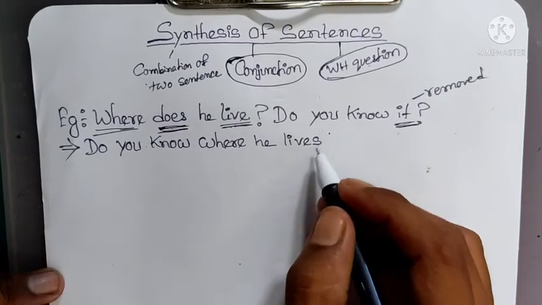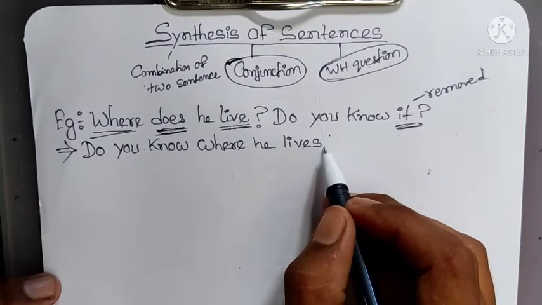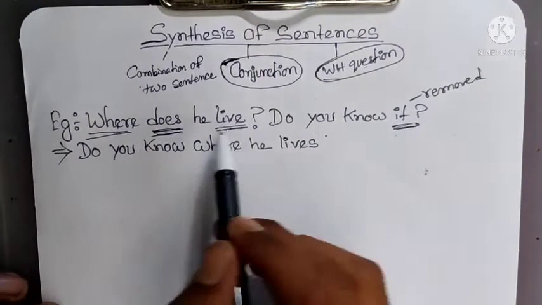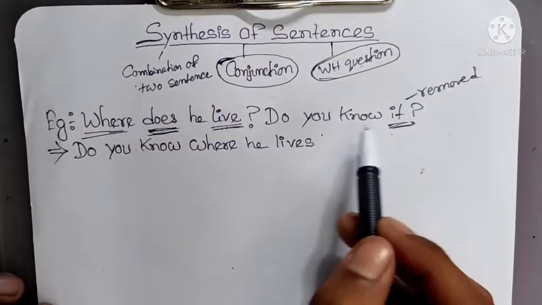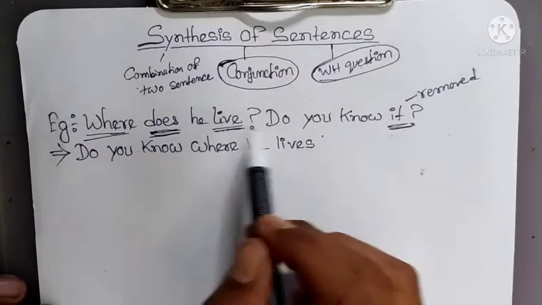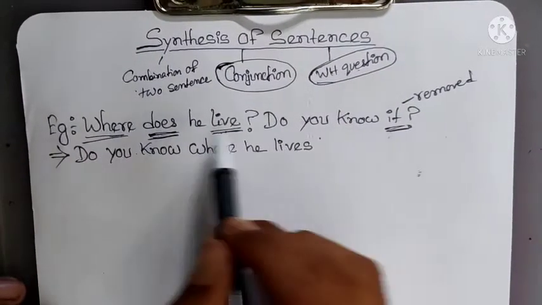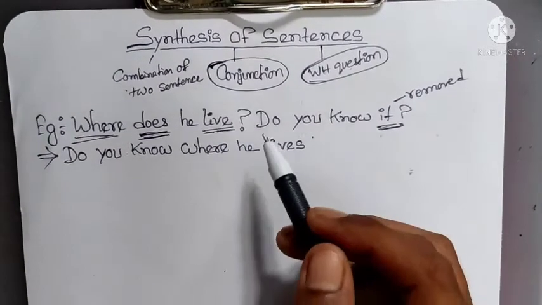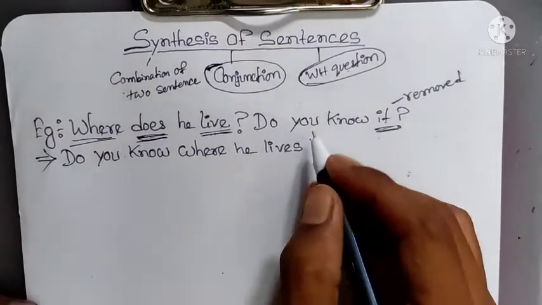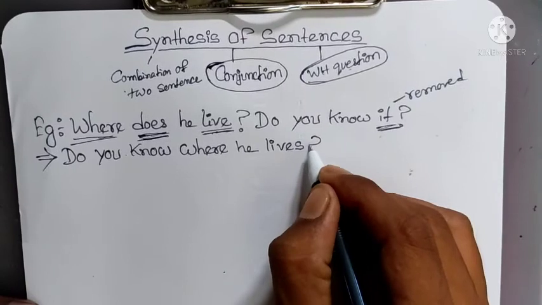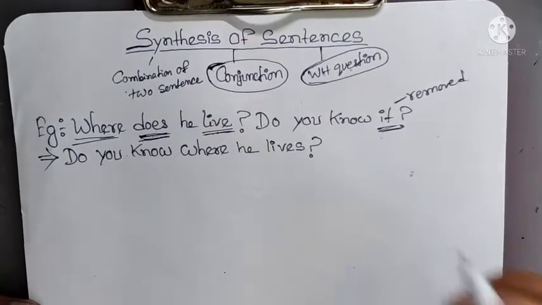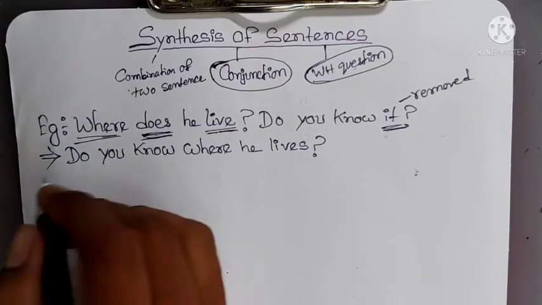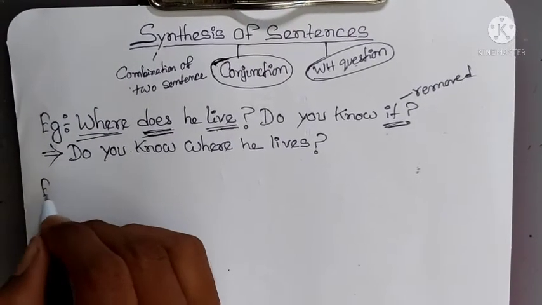And here you have to see whether we have to put a full stop or a question mark. So remember here, there are two sentences in the question, right? So in the question, if in both the sentences there is a question mark, then we have to put a question mark in the answer also. So do you know where he lives? This is the answer. Let's see another example.